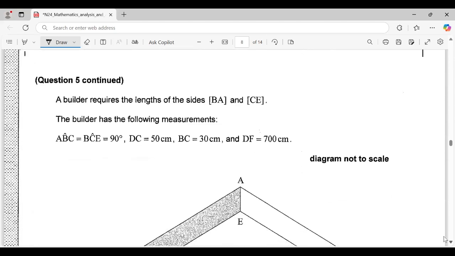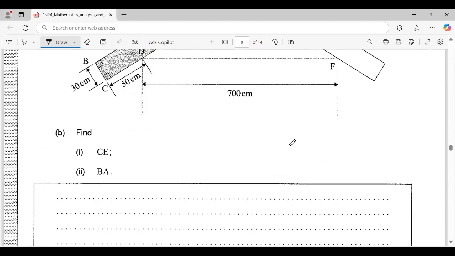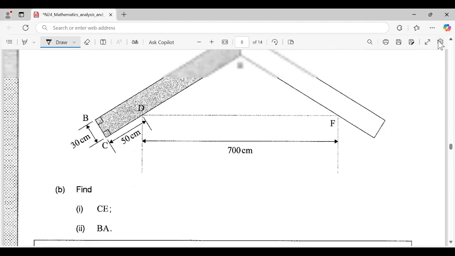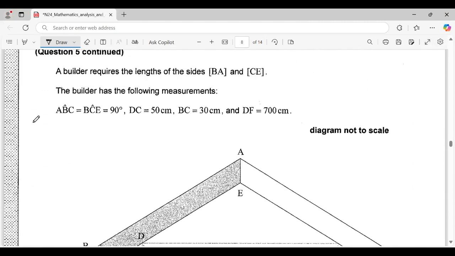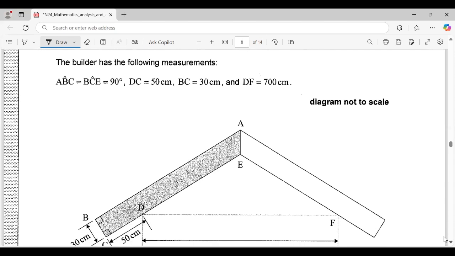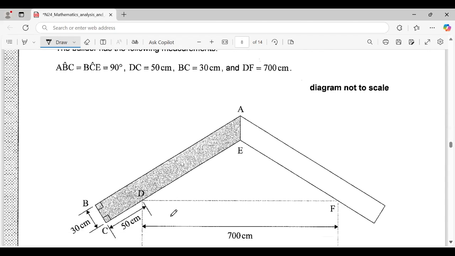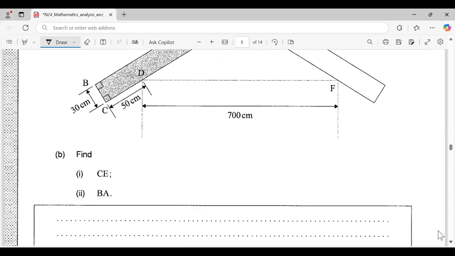A builder requires the length of the sides BA and CE. The builder has the following measurements. Angle ABC equals angle BCE equals 90 degrees. DC equals 50, BC equals 30, and DF equals 700. So ABC is 90, 90. Find CE.